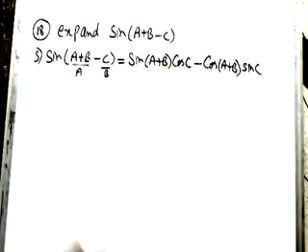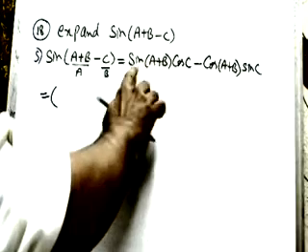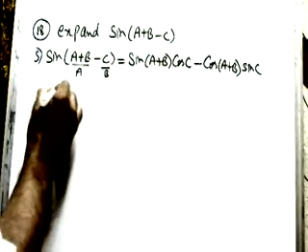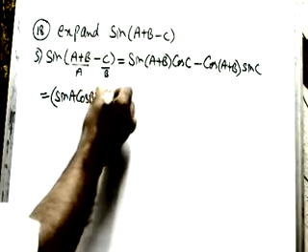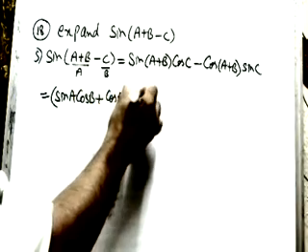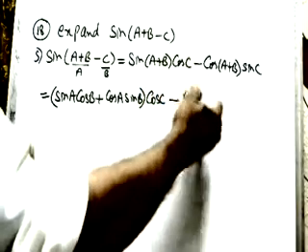So sine a minus b is sine a cos b minus cos a sine b. Now again we get the formula, the sine a plus b. Again you expand this sine a plus b. Sine a plus b is sine a cos b plus cos a sine b, bracket into cos c.